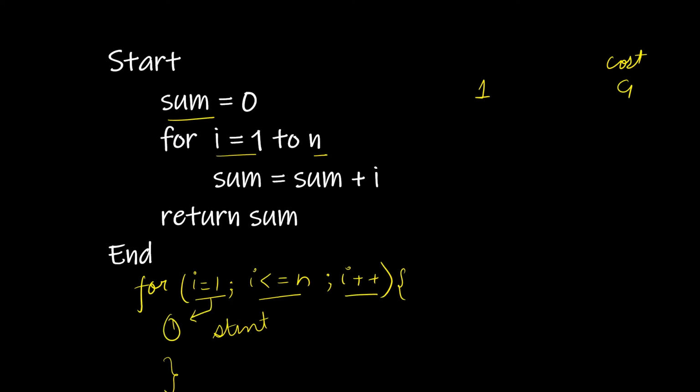Now when i is equal to 1, our condition is checked. If found true, our statement is executed and i is incremented by 1. This process happens n times. For the nth time, our i becomes equal to n. When i is equal to n, our condition is checked and it returns true. Then our statement is executed and again our i is incremented by 1. Now our i is n plus 1.